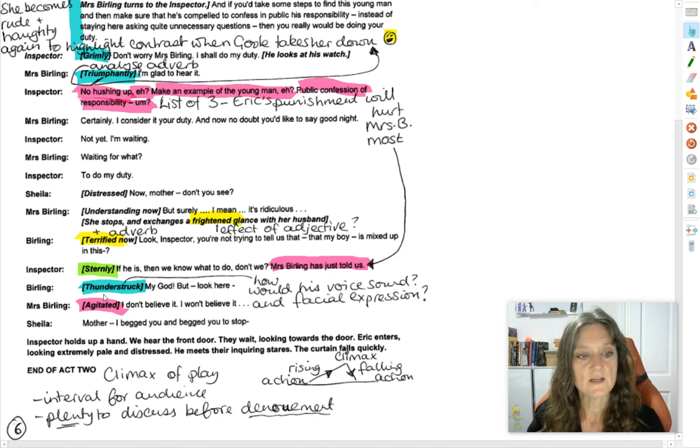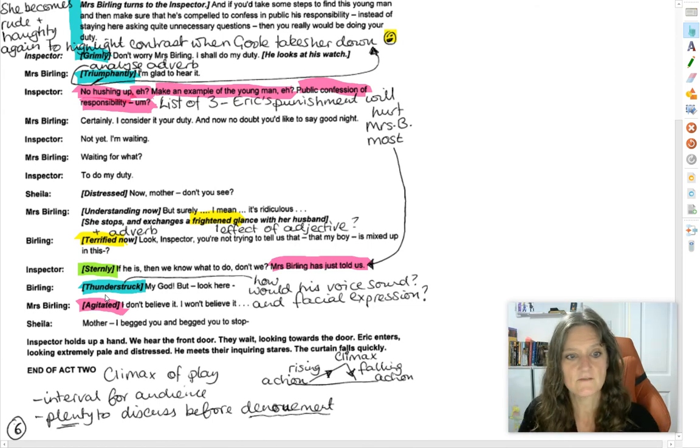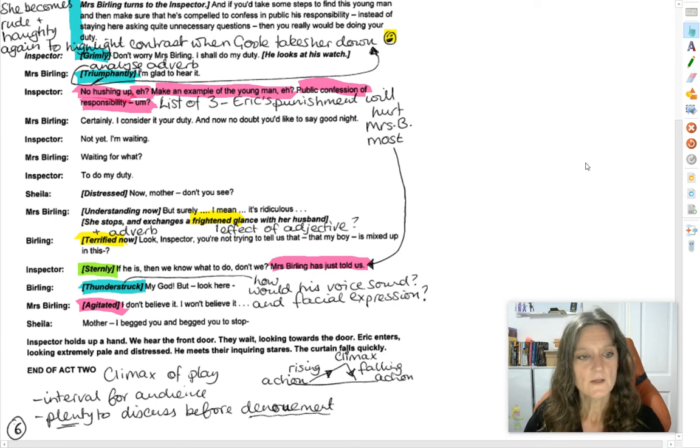We've got a stage direction for Birling, thunderstruck. So what would someone's facial expression look like if they've been caught in a thunderstorm, if thunder comes across their face? So have a think about that. You could zoom in on that stage direction there. How would his voice sound as well? Mrs. Birling is agitated. I don't believe it. I won't believe it. She wouldn't believe anything Eva Smith said either. She's not very good at believing people.